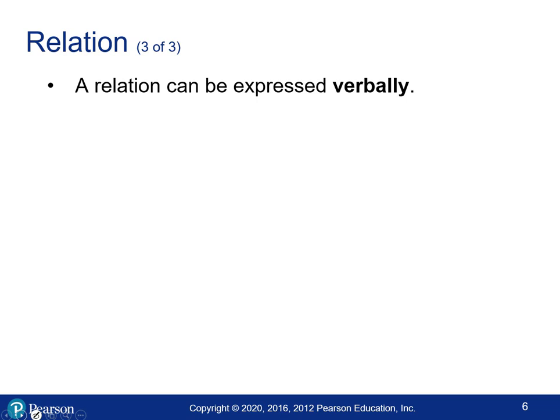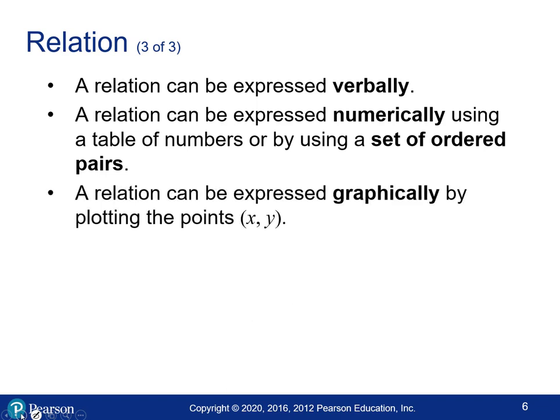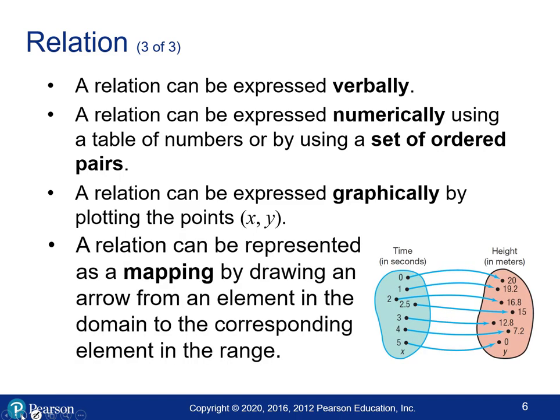A relation can be expressed verbally. A relation can be expressed numerically, using a table of numbers, or by using a set of ordered pairs. These are just different ways that you're going to see a relation in math. It can be expressed graphically by plotting points. It can be represented as a mapping by drawing arrows from the domain to the range. So the relation can be all these things, and we'll go through a few examples next.